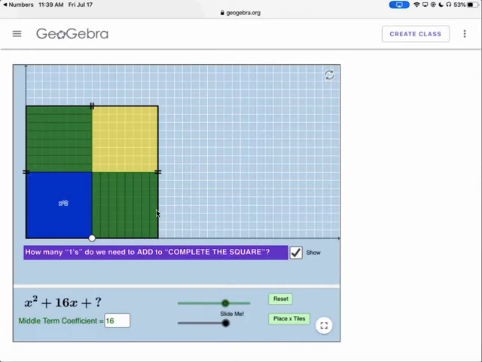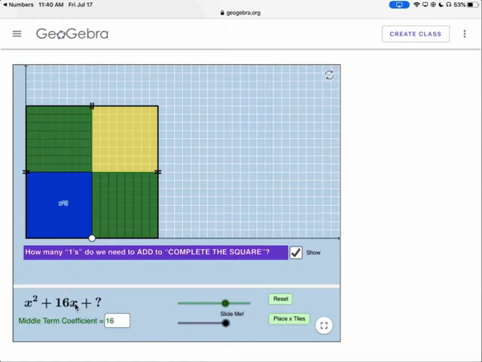Well, how do I know that? Well, on this green tile right here, if that represents 1, then I have 1, 2, 3, 4, 5, 6, 7, 8, and same thing here. So this is an 8 by 8, which gives me 64. Okay. So think about how this can lead us to an algebraic way of completing the square.